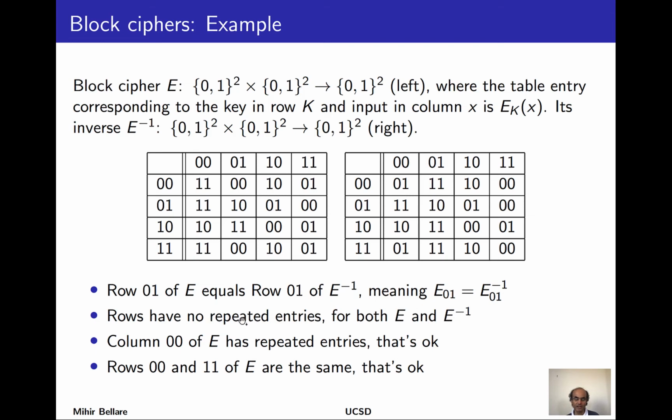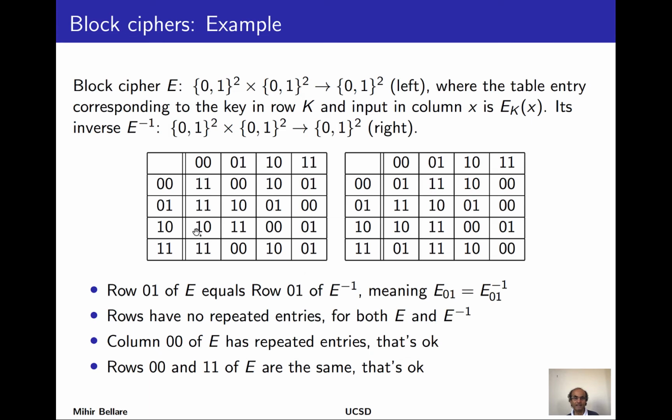While rows are not allowed to have repeated entries, nobody said that columns are not. So look at this column, and you see one entry actually appearing 3 times. That's not a problem. That doesn't contradict the permutation property because that's on a per key basis.